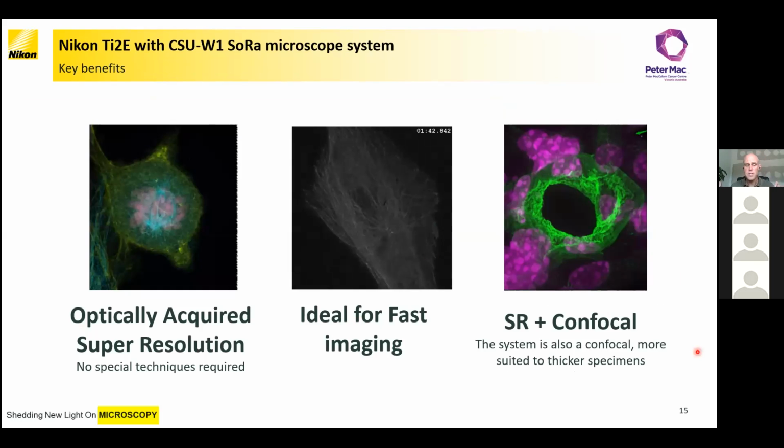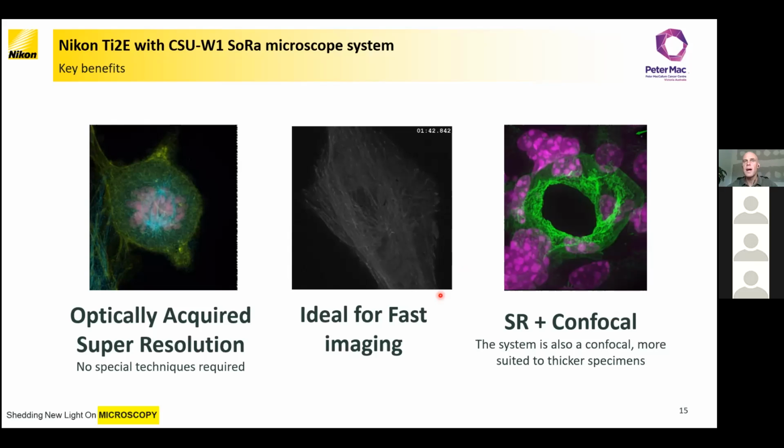The first of those is that because this system acquires super resolution images optically, there are no special requirements for collecting data from your sample. You don't have to use additional diffraction gratings or scanning mirrors or any other hardware to collect the images. And you also don't need to prepare your samples in any particular way. So all of your standard tagged samples and the like will work perfectly well.